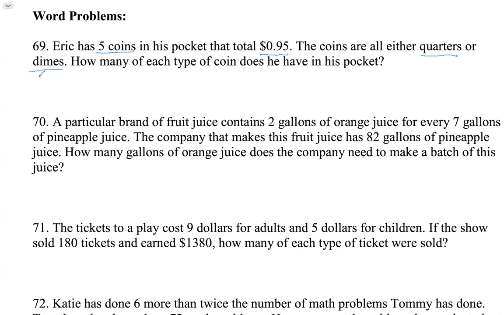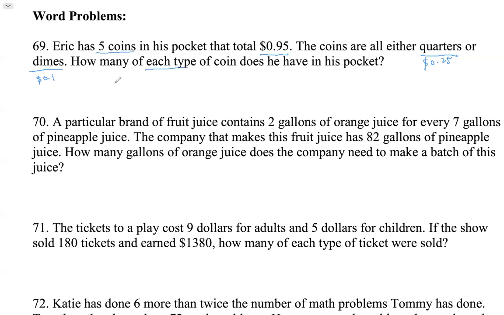So we know dimes, each one is 10 cents, 0.1. And quarters are 0.25, 25 cents. So how many of each type?